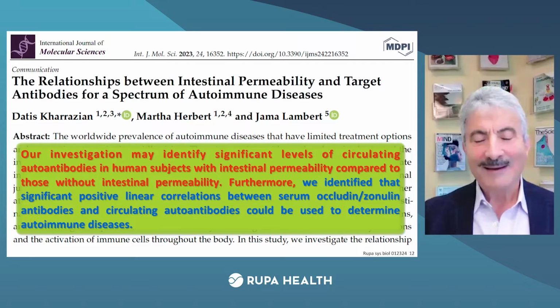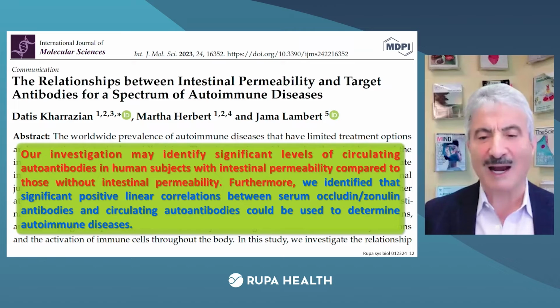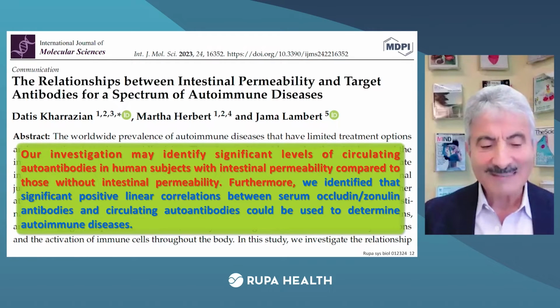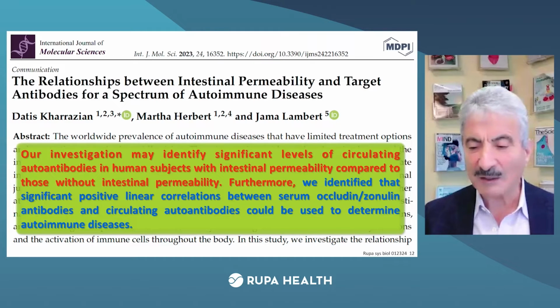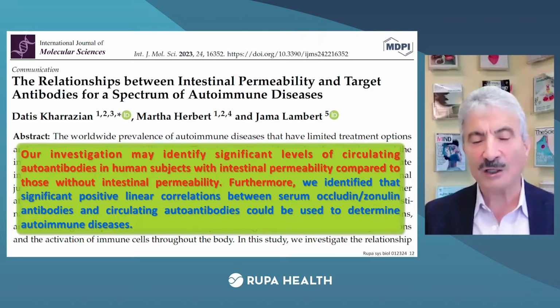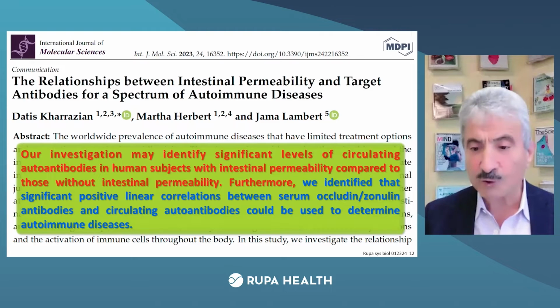When they analyzed the data for possible autoimmunity by doing the Array 5 multiple autoimmune reactivity screen, they found a significant positive linear correlation between serum occludin/zonulin antibodies and circulating autoantibodies against human tissue, which is an indication of possible development of autoimmune disease in the future.